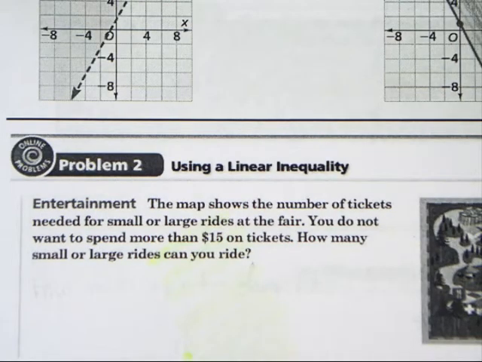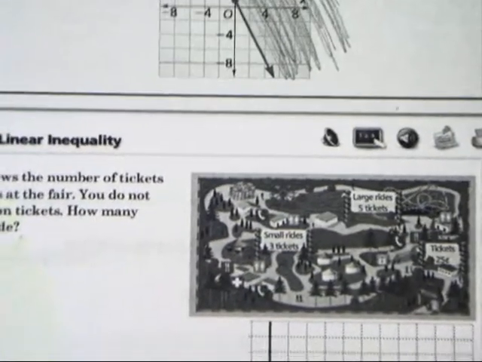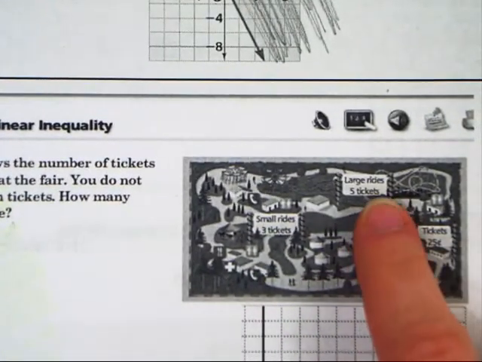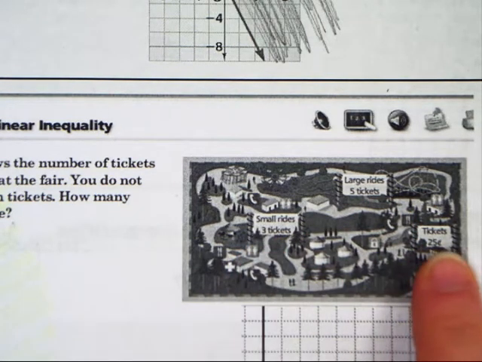Problem 2. Entertainment. The map shows the number of tickets needed for small or large rides at the fair. You do not want to spend more than $15 on tickets. How many small or large rides can you ride? Let's look at the information provided. We have the information that a large ride is 5 tickets, and a small ride is 3 tickets. The last thing we have is that tickets are 25 cents each.